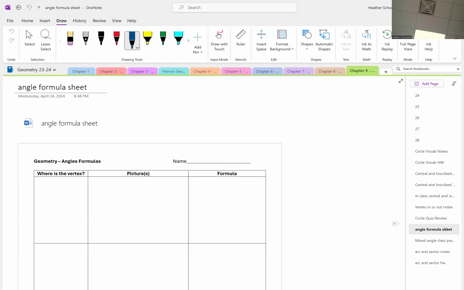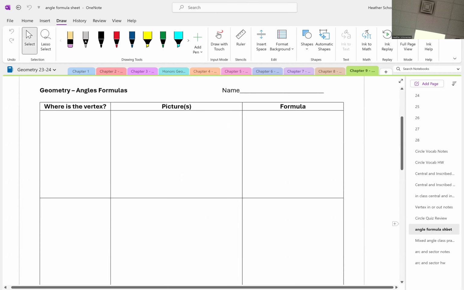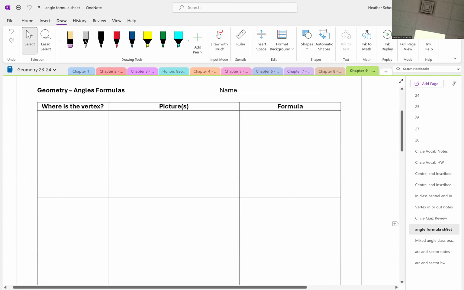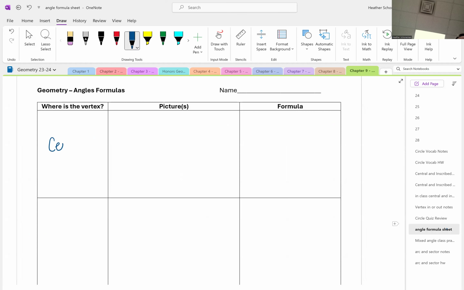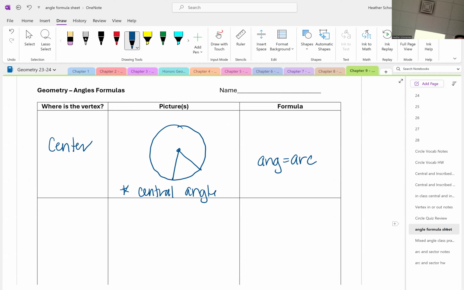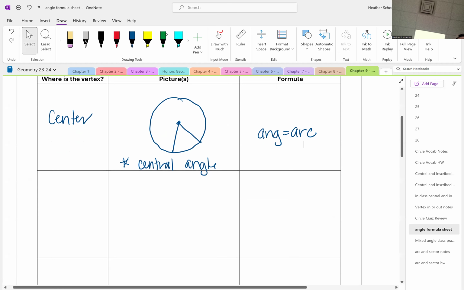The second thing is, in class we're going to fill in a formula sheet, and you cannot use this on the quiz, but I want you to keep it all on one paper so you can see it. So if the vertex is on the center, then your picture is going to look like this. This is a central angle. And when that is the case, the angle is going to equal the arc.